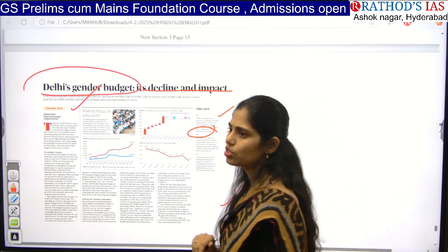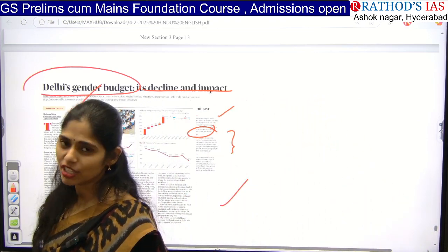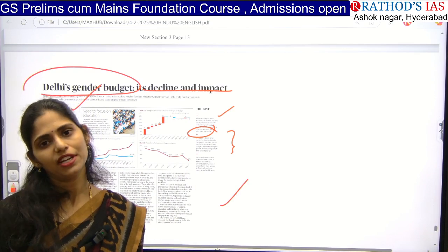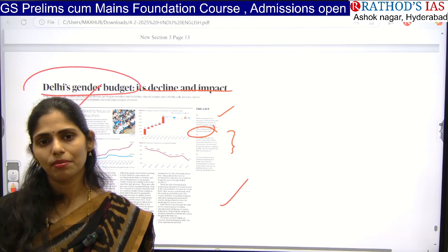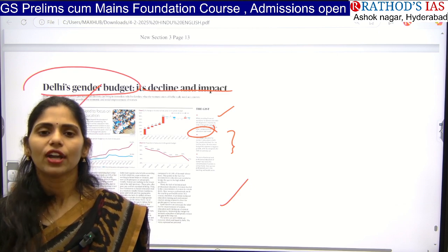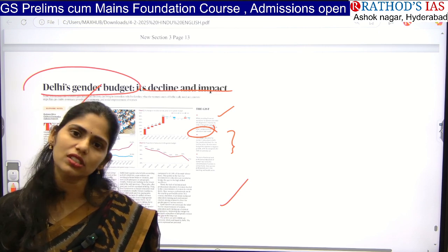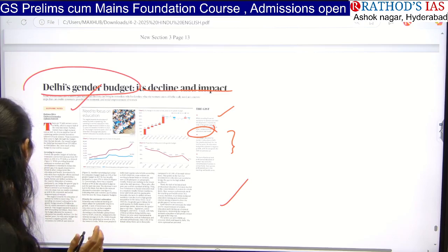So here you have to see what this gender budget is, what the meaning of this is, and how much money from the budget will be spent on women and women empowerment, and you have to see what the advantages of the gender budget are and what the disadvantages or challenges are.